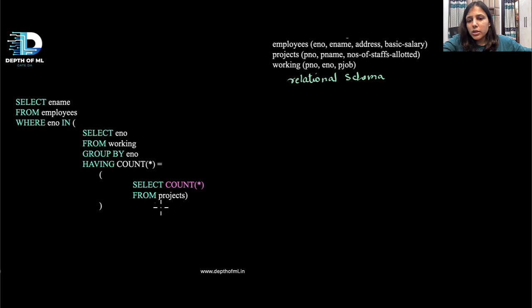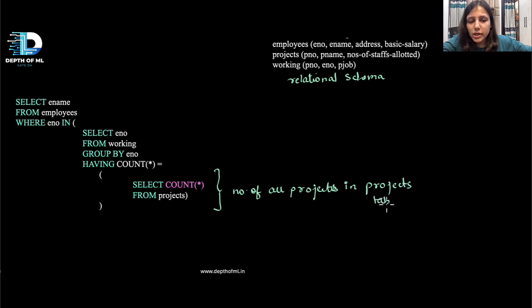So we'll start solving the innermost query first, and then we'll move upwards. So let's solve this query first. So this is doing select count star from projects. Let's look at the project table. So it has PNO, P name, and number of staffs allocated. So basically this is the information about the projects that are there in a company. So count star will give you the number of all projects in projects table. However many projects you have, it will return that, right?